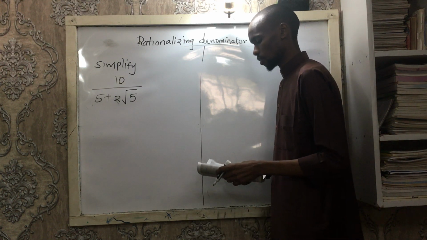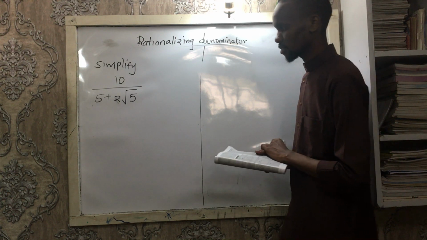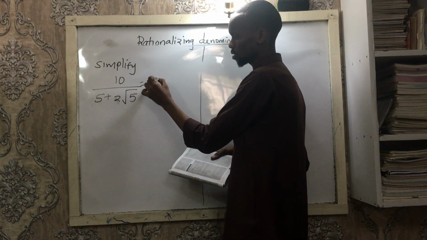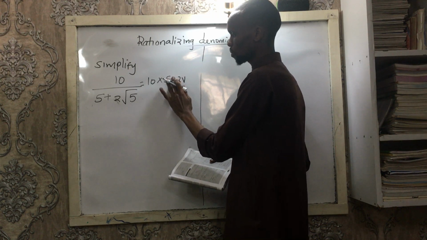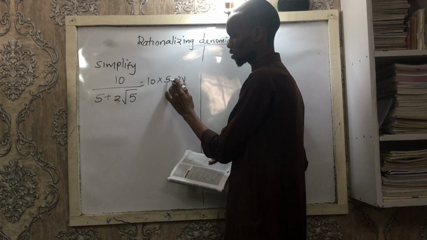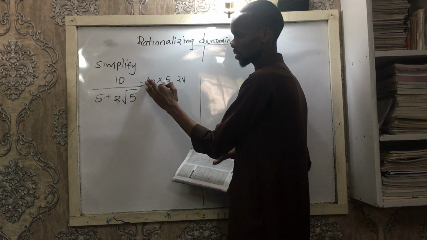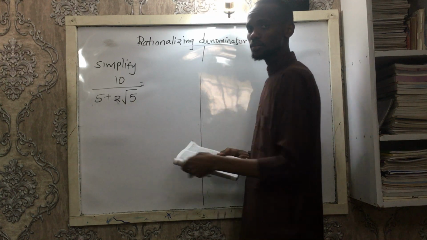So we multiply with a conjugate, right? Which has a negative sign. So we'll have 10 multiplied by 5 minus 2 root 5. Where did we get the 10? 10 is this. We have to multiply it too. You remember, we multiply by the conjugate.